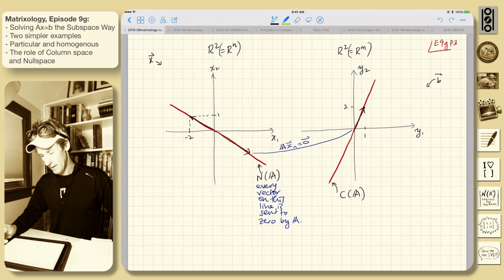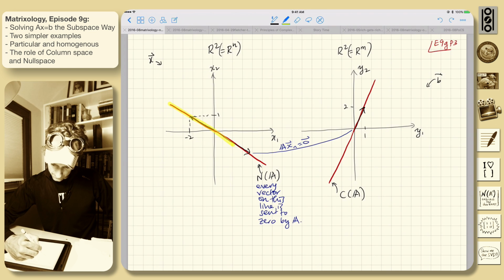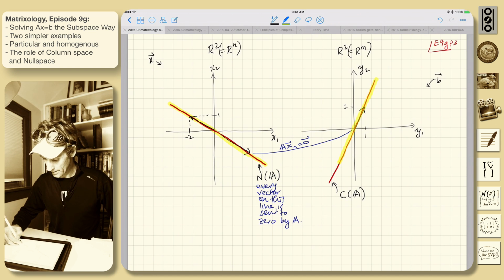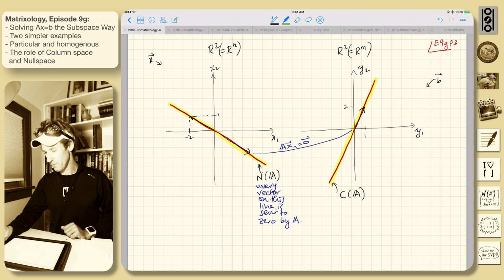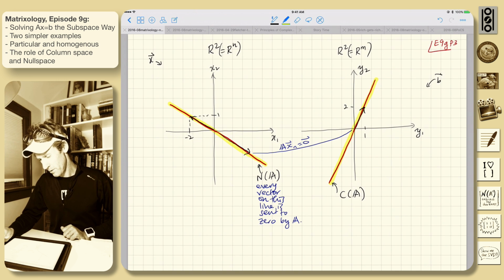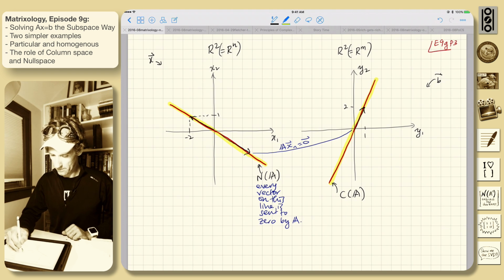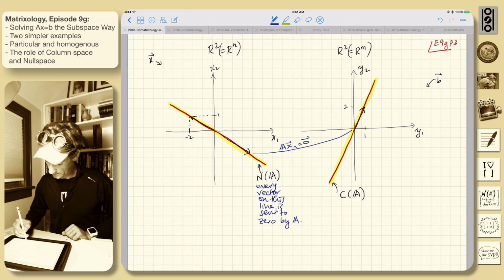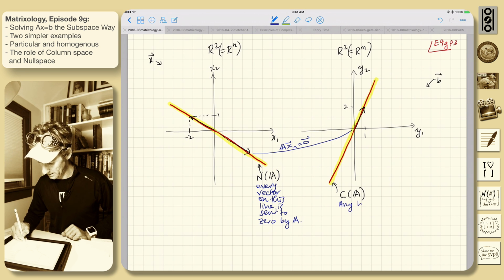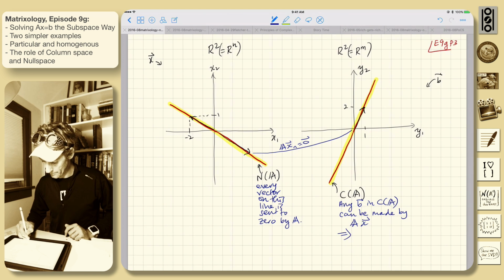Good. Okay, so this is where you can be for null space and column space. So any vector along this line can be made. That's the story. So let me add this. So any vector here, any b in the column space of A, can be made by A times x, which is the same as saying Ax equals b has a solution.